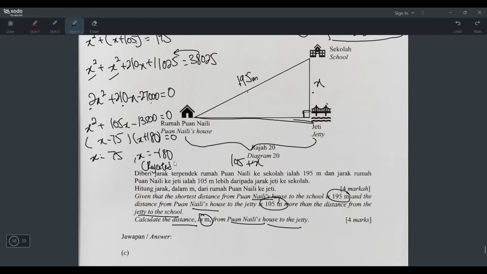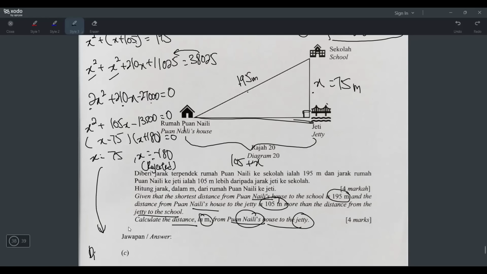Because x is panjang, panjang tak ada negative. Yeah, it's in meter, right? Everything is in meter. So meter tak boleh ada negative. So the only answer that makes sense here is 75 meter. Okay. Tapi ini bukan jawapan. Dia suruh cari distance from Naili's house to jetty. So Naili's house to jetty is not 75. It's 105 plus x.